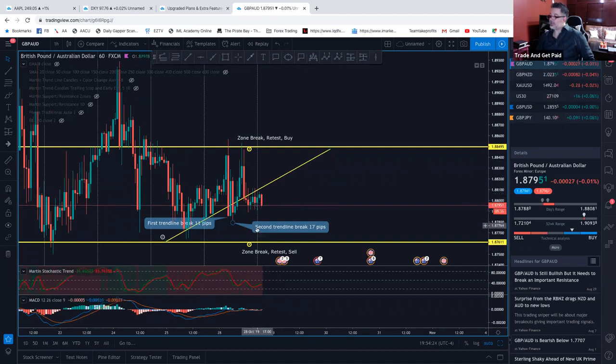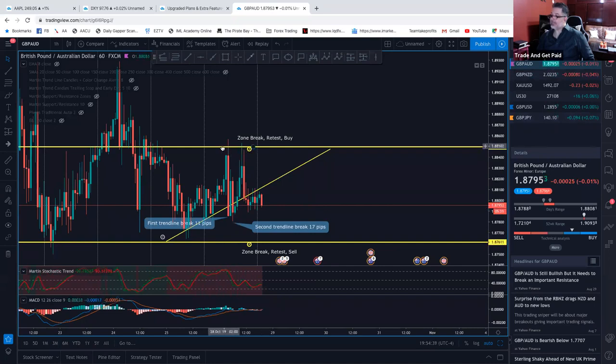But you notice how it doesn't want to go down. It keeps messing around, but it doesn't want to go down. Now it may reject on this trend line and finally come down. But it's still above the zone, the bottom zone, and it never broke the top.